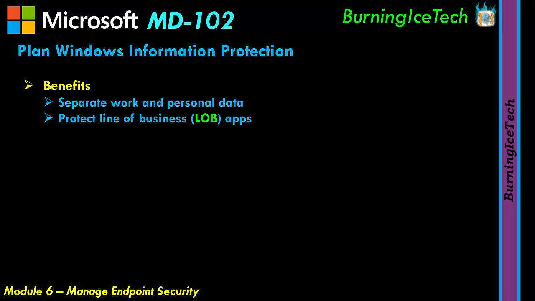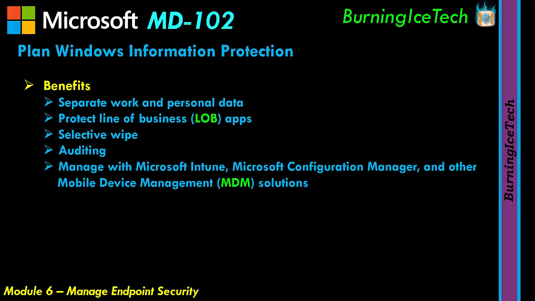It gives you the ability to do selective wipe if you ever need to. So in other words, you can choose to a certain extent what you want to wipe on a person's device. It gives you auditing. So with auditing, Windows Information Protection gives you the ability to track and report on policy issues and actions performed in response to policy violations. Oh, and you can manage this awesome thing with good old-fashioned Microsoft Intune or, of course, Microsoft Configuration Manager.